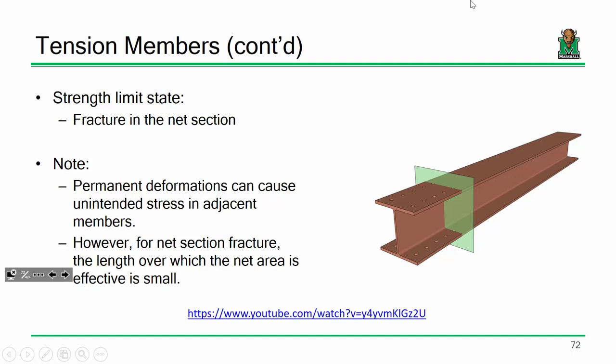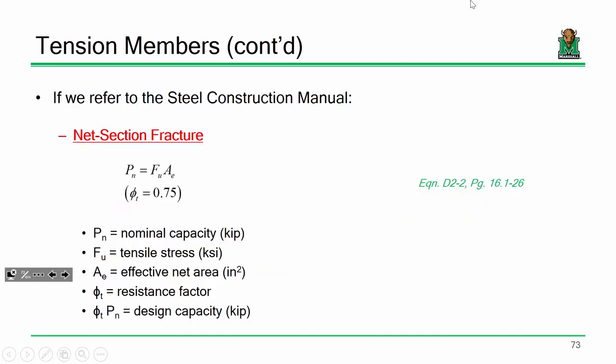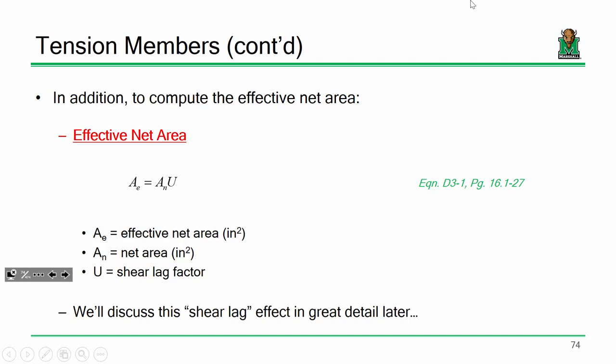Now, net section fracture, we do something very similar. We take the tensile stress and we multiply that by the effective net area. Now, how do we compute effective net area? We take the net area and we adjust it by a shear lag factor. So what we've been talking about for the past little bit is gross area and net area. After we talk about net area, we're going to talk about U. We're going to talk about this shear lag factor and how we compute that. Once we've got gross and net area down and we've got shear lag factors down, we'll understand how to compute tension member capacity. And if we understand that, we can start to delve into the world of, well, if I have a load, how do I select a tension member? And then we're getting into steel design.